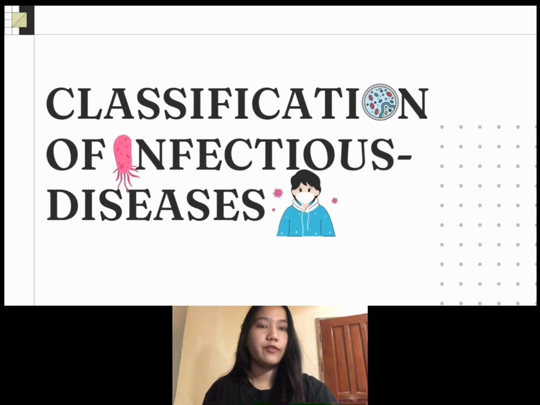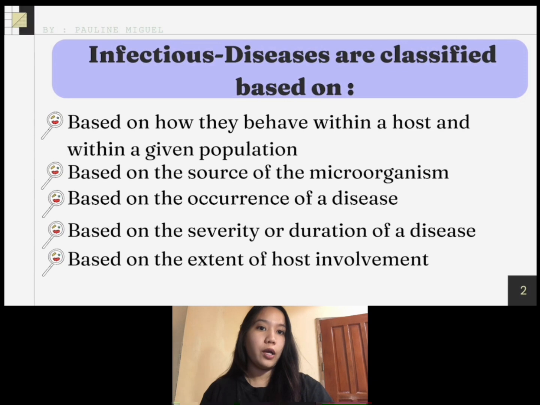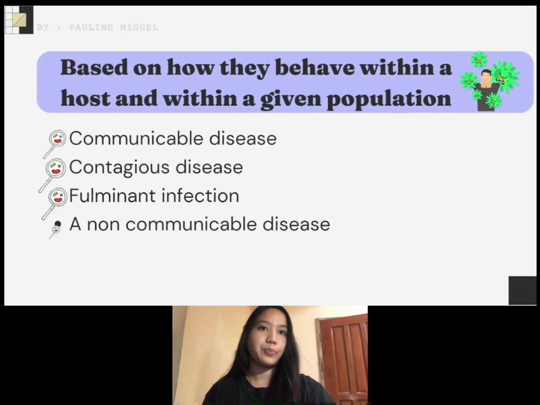Okay, so let's now move on to the classification of infectious diseases. So, infectious diseases are classified for us to better understand and to make easier for us to analyze different infectious diseases. So, they are classified based on how they behave within a host and within a given population, based on the source of the microorganism, based on the occurrence of a disease, based on the severity or duration of a disease, and lastly, based on the extent of host involvement.